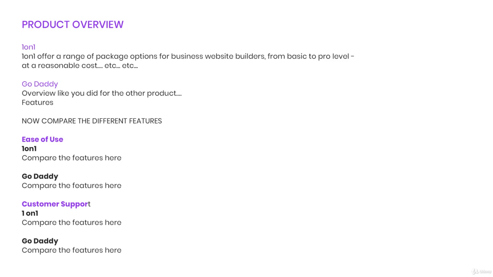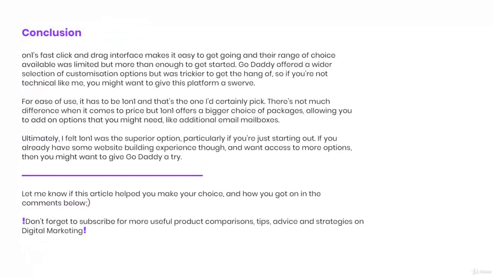Let's start with the product overview. One-on-one offers a range of package options for business website builders, from basic to pro level, at a reasonable cost, etc. GoDaddy. Do an overview like you did for the other product. Let's talk about features now. After that, compare the features of both products side by side. Step 4 is the conclusion, with your recommendation and a small call to action.